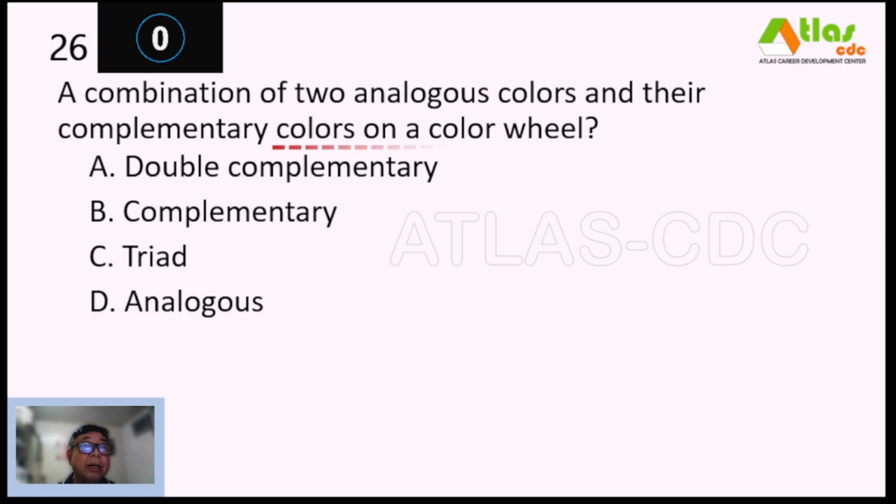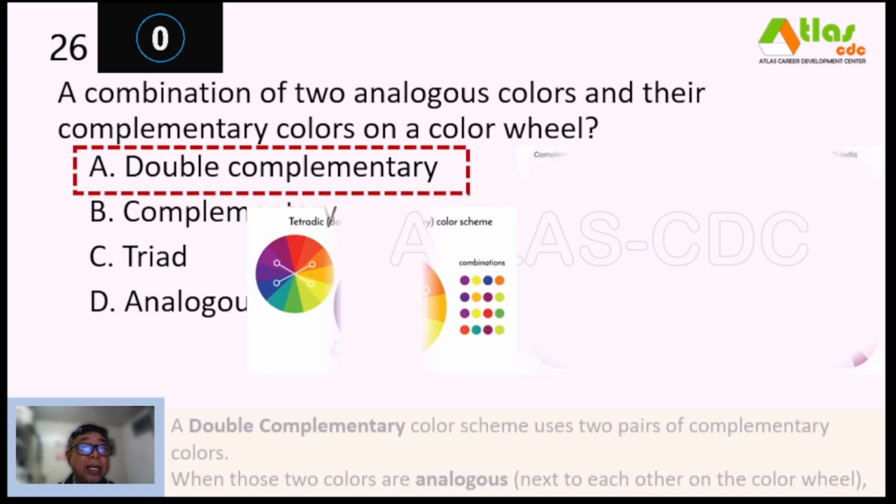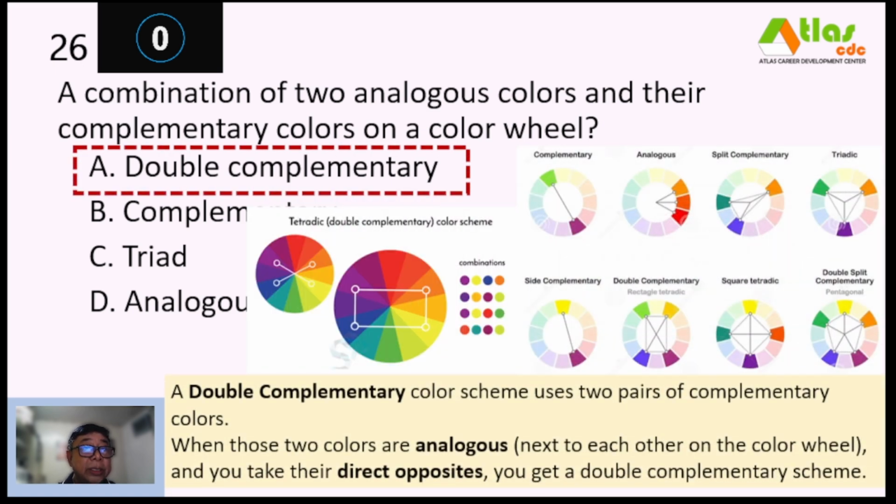And our correct answer is letter A, double complementary. So a double complementary color scheme uses two pairs of complementary colors. When those two colors are analogous or next to each other on the color wheel, and you take their direct opposites, you get a double complementary scheme. So ito yung double complementary. This one is a double complementary.